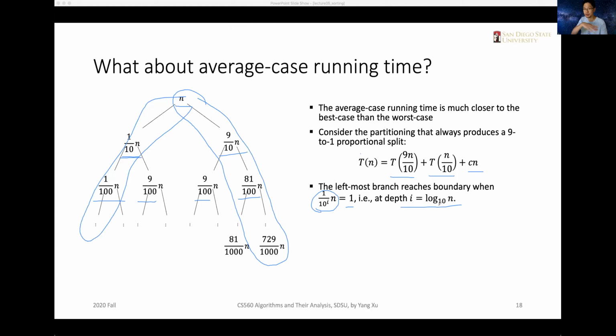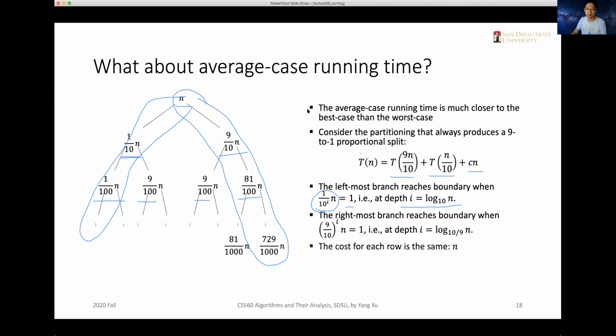That is how deep the left branch should reach. And on the right, when this quantity, n times (9/10) to the power of i, equals 1, the depth is the logarithm of n with base 10/9. So anyway, the depth of the tree is a logarithm function of n. Some branches end earlier: the right branches end later, and the left branches end earlier.